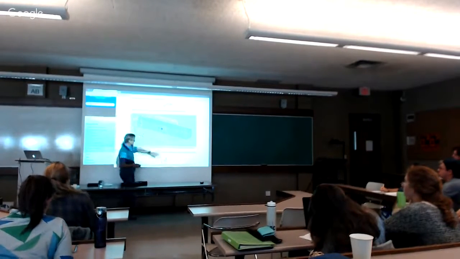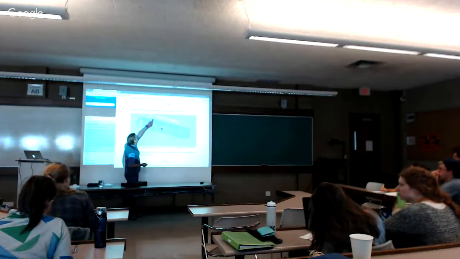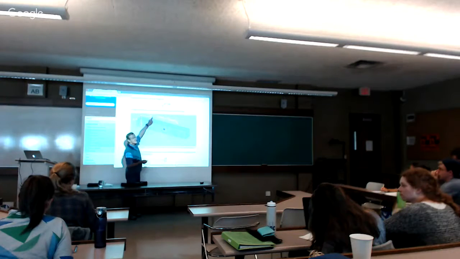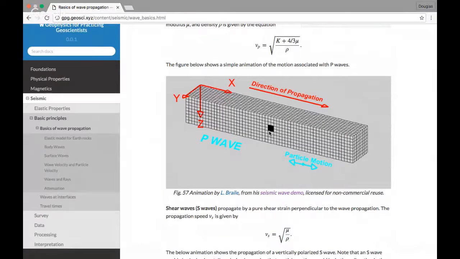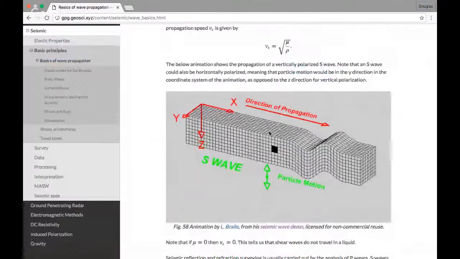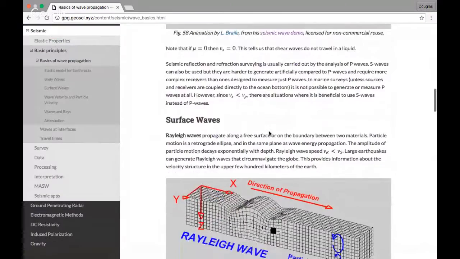Yeah, so they're both divided by rho, but this has got a mu, shear wave velocity just has a mu, and that has 4/3 mu plus a kappa, right? So the P wave velocity is always faster than the shear wave velocity. In addition to body waves, we also have what are called surface waves.